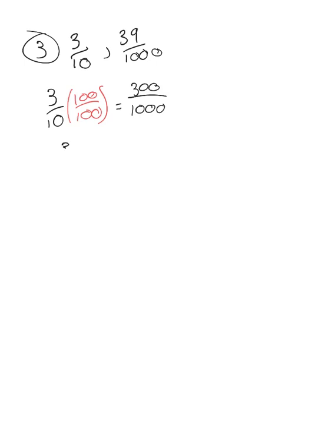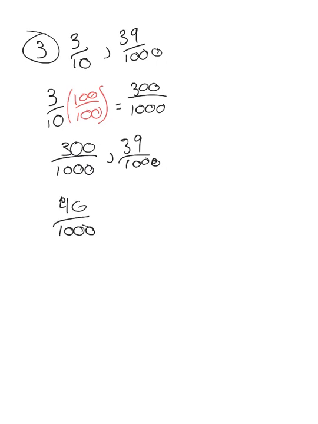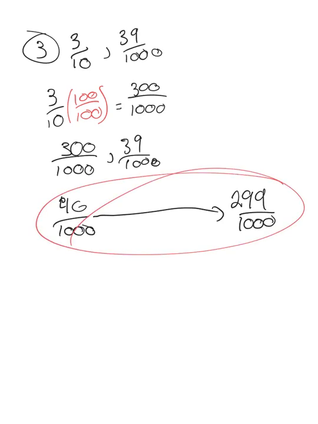So now you have a lot of options to pick on which number you want to go in between. You could pick any number from 40/1000s all the way up to 299/1000s. Any of those numbers will work because all of those numbers are between 3/10 and 39/1000s.